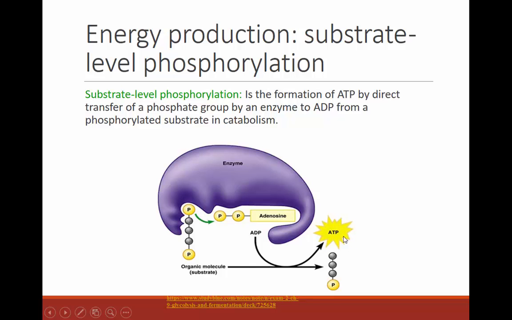You get generation of ATP, and then you've got this lone phosphate that has been taken off the organic molecule, and then you're just left with the remainder there. Okay, one phosphate has been taken to produce the ATP. So that's all it is. So it's a direct transfer of a phosphate group, so this one, to ADP for the production of ATP.